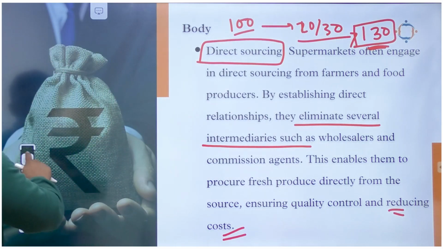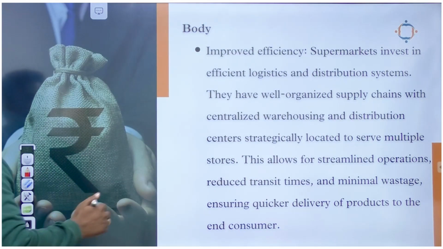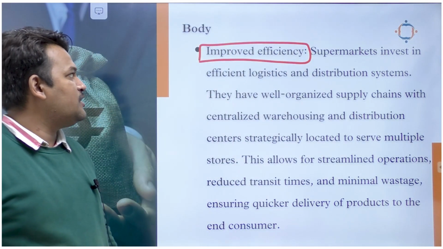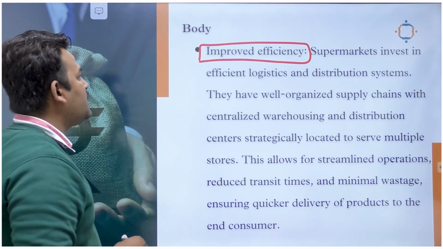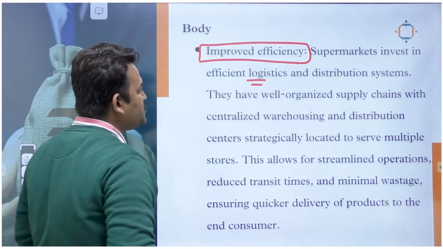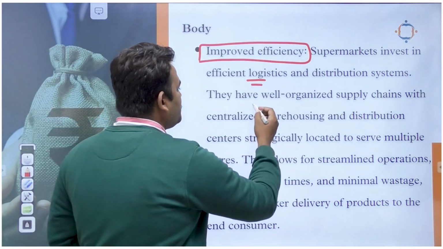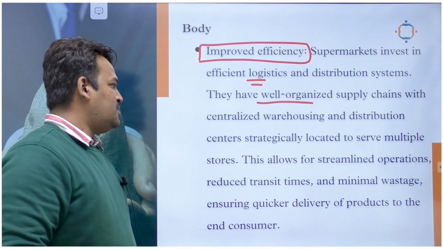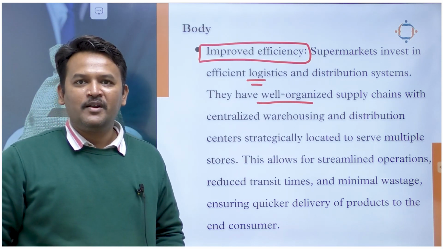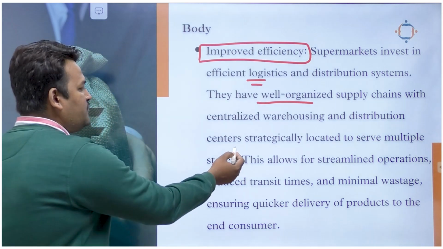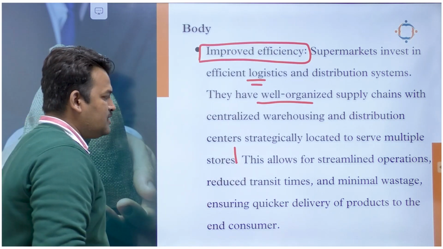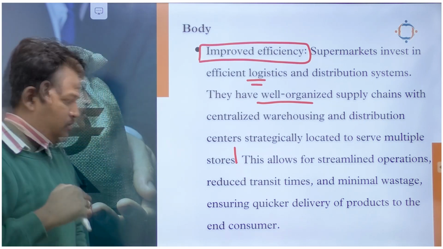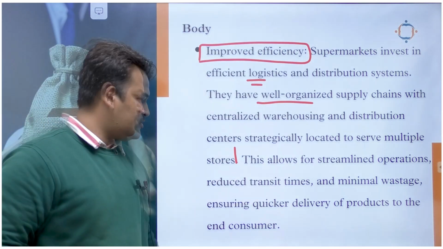Okay, then the next point is improved efficiencies. This supply chain management will overall increase the efficiency of the whole system. Supermarkets invest in efficient logistics and distribution systems. They have a well organized supply chain with centralized warehousing and distribution centers strategically located to serve multiple stores, right? This allows for streamlined operation, reduced transit time, minimal wastage, ensuring quicker delivery of the products to the final consumer.